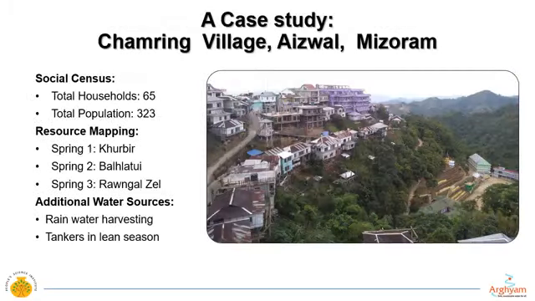In order to understand the procedure of domestic water demand and supply assessment, let us take the example of a village, that is Chamling village, located in Aizawl district of Mizoram. From the social mapping exercise, we came to know that Chamling village has 65 households with a population of 323 people. Similarly, from resource mapping exercise, we gathered that the households are dependent on three natural springs. In addition to the springs, few villagers also depend on water collected through rooftop rainwater harvesting and supply of water through tankers, especially during the lean season.